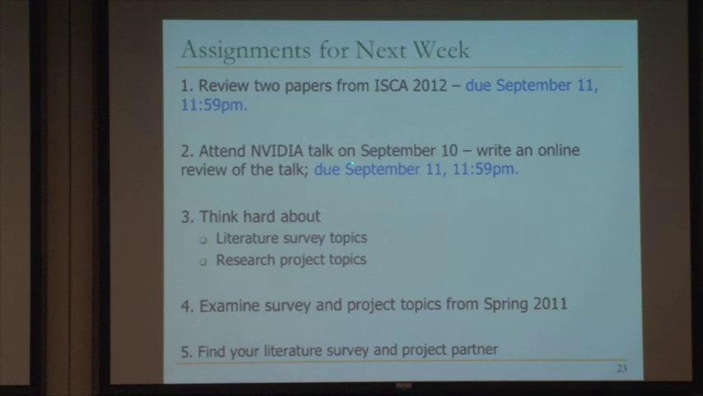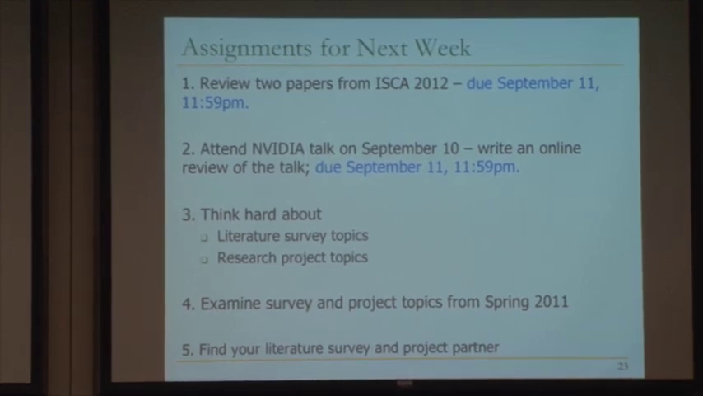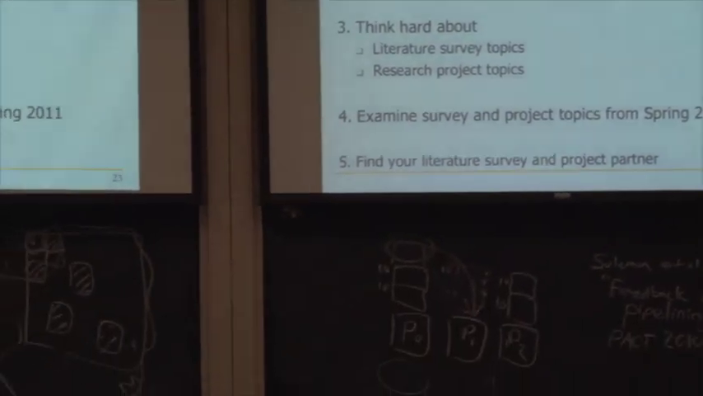Okay, so these are the 2 concrete assignments, if you will. And there are also some soft assignments, which are still important. You should start thinking hard about literature survey topics and research project topics, because the course moves very fast. Before you know it, you will be writing the research proposal as well as proposing papers to survey.